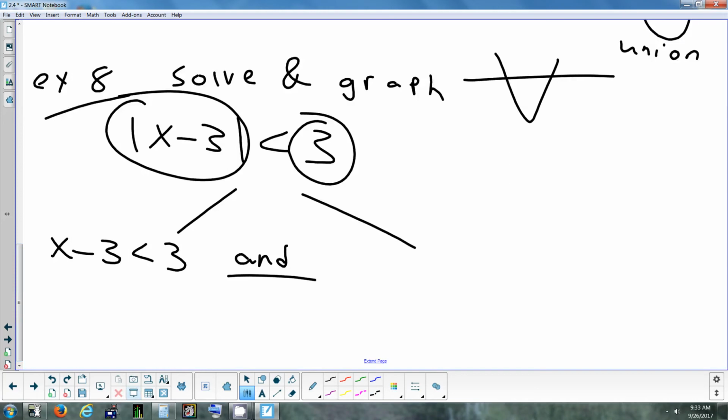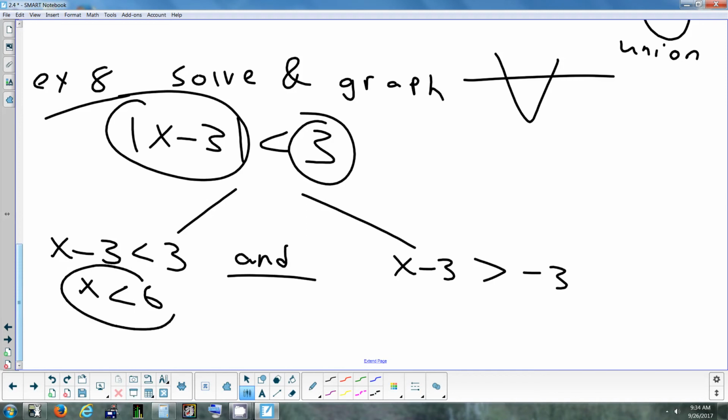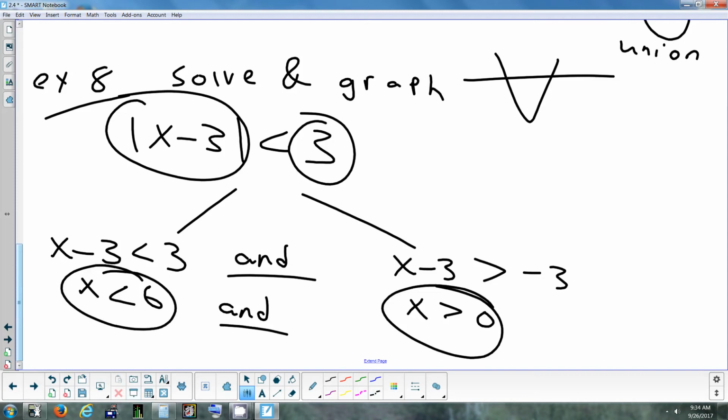And how about my second inequality? x minus 3 is less than negative. So x minus 3, that's good. Negative 3 is good, but what do you have to do with that sign? Flip it, so it's going to be greater than. Yep. And now solve each one. So x is less than 6, and this is a between. We're going to be less than 6 and greater than 0. Any question on that?